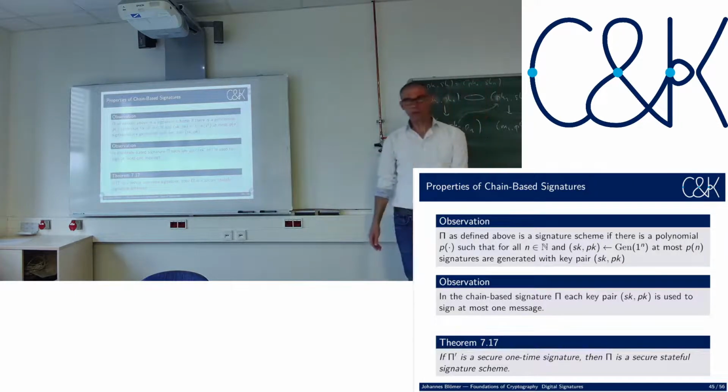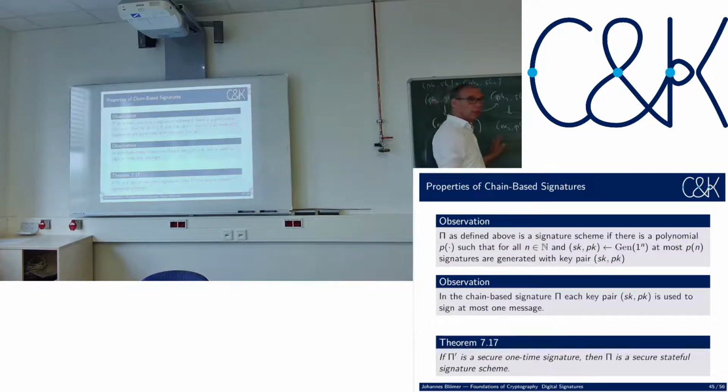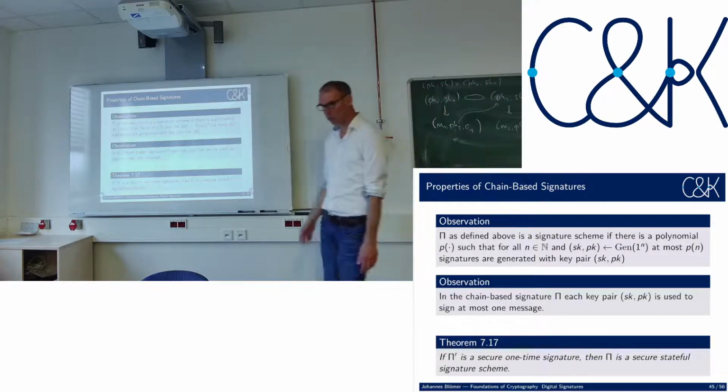The proof is not too difficult. It basically uses index guessing. If you forge a signature, you have to forge at some point in between here, and at that point you have to forge something in a one-time signature scheme. So that doesn't work.